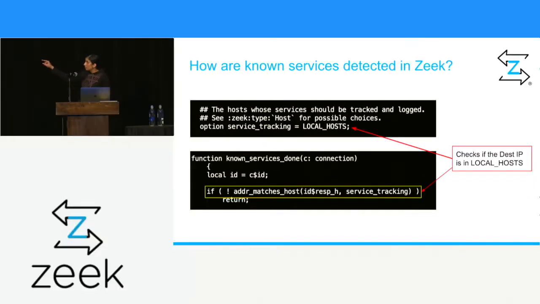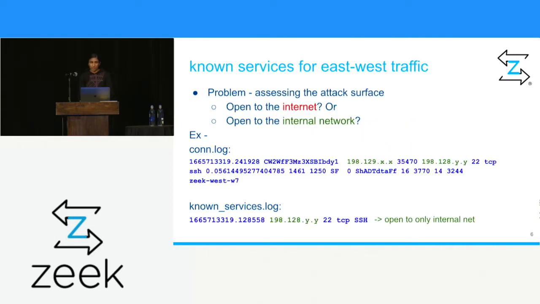So in that script, that's what it is using. If you see the second snippet, where the function known_services_done is called, that's where it is checking whether the response host of that connection is your local host. If so, log it or process it subsequently, or if not, then just skip out of the function. So it is pretty straightforward, checking your local host if you have defined it in your networks.cfg file.